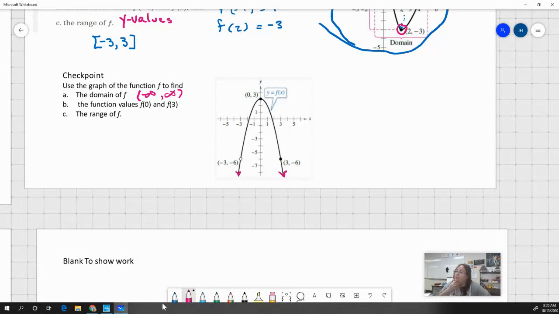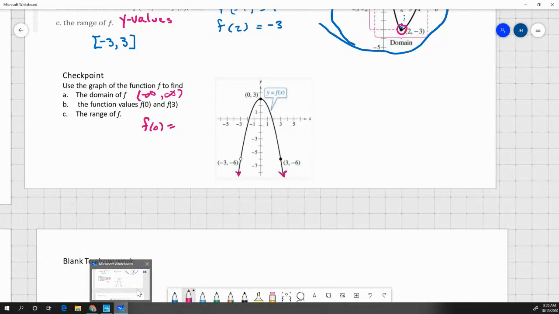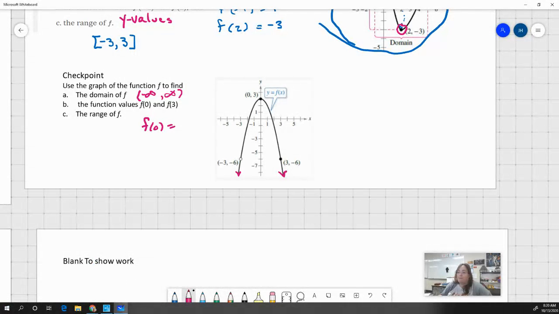What are the function values at f of 0? Alex. So f of 0 means when x is 0, what is y? Right? So Alex, when x is 0, what is y?